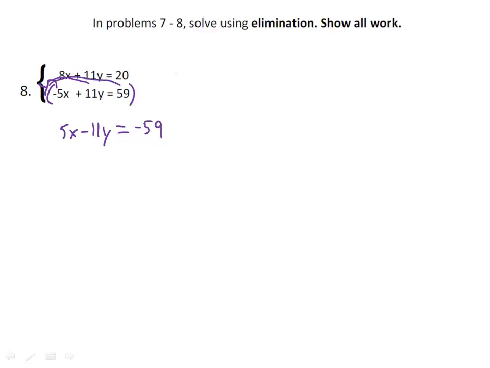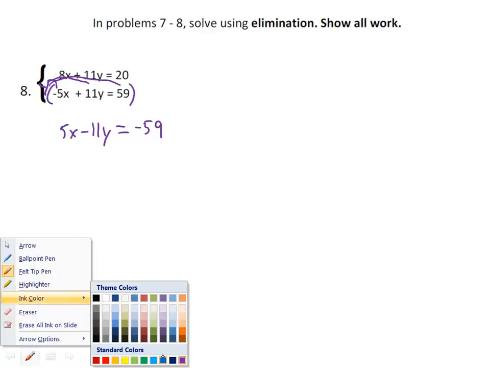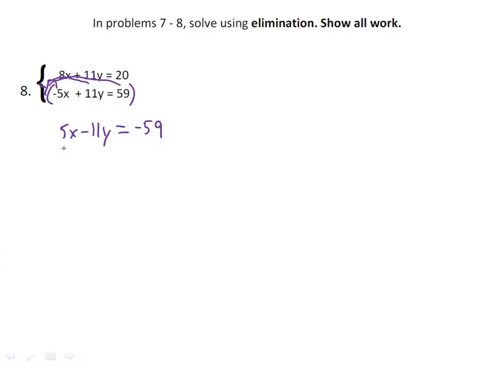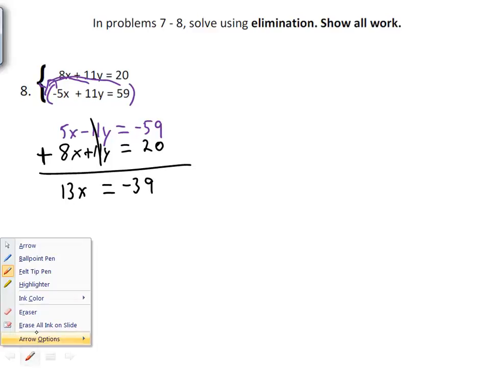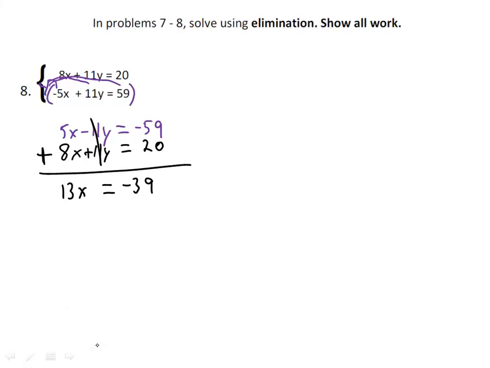Now I take my equation that I did not change, and I can put it below. So here we have 8x plus 11y equals 20. All right, now I've got opposites, and I can add the two equations together. I can use elimination. 5x plus 8x is 13x. The y's will cancel out. Negative 59 plus 20 is negative 39. And then dividing by 13 gives x equals negative 3.